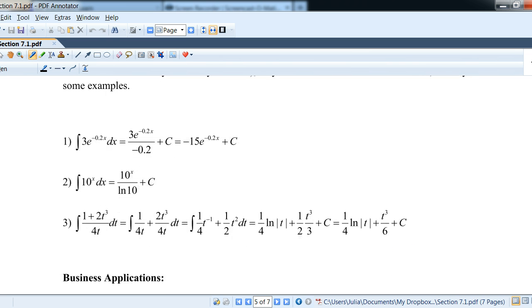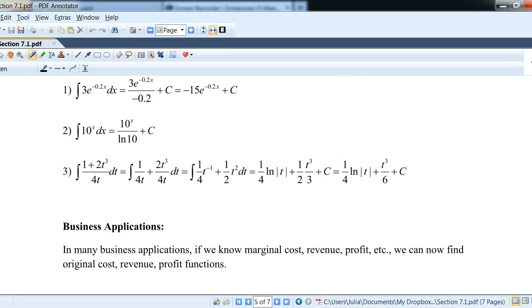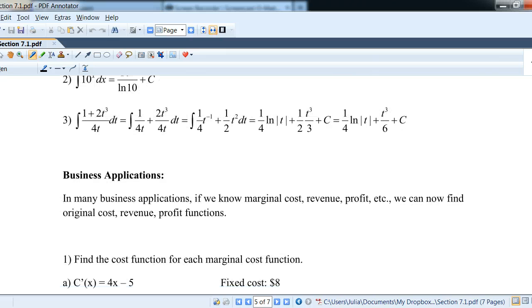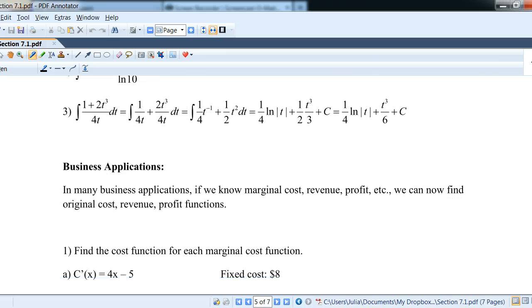Business applications, we discussed it a little bit last time. If you know the marginal cost function, you can find the actual cost. Note, you have to have some information because we're not going to have plus a constant in the application.